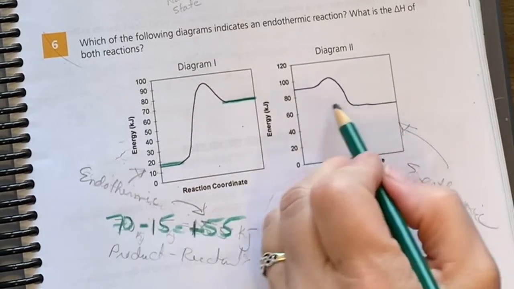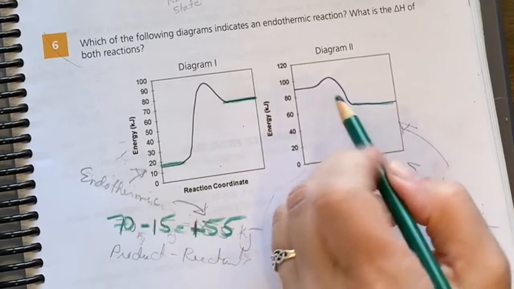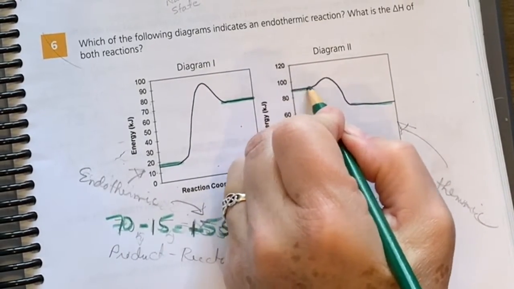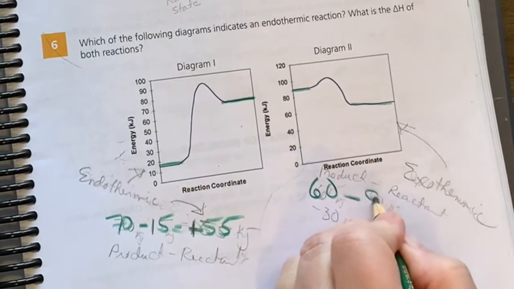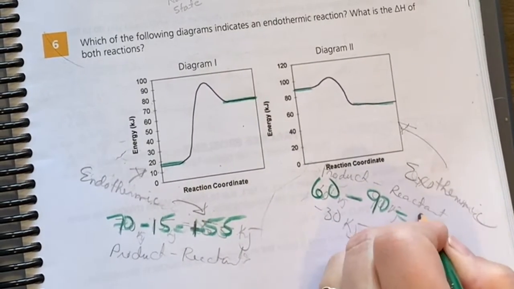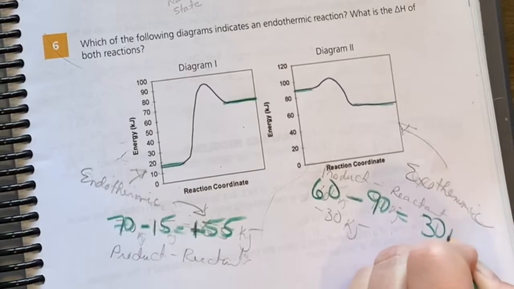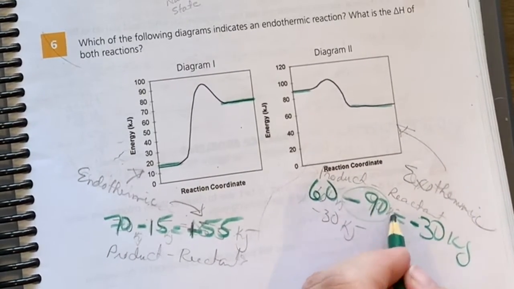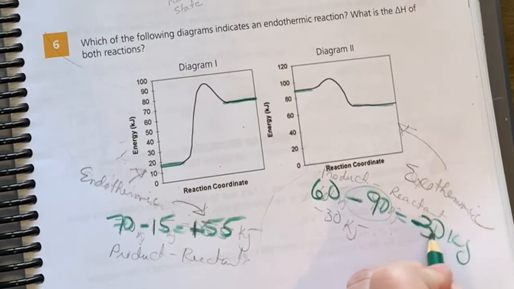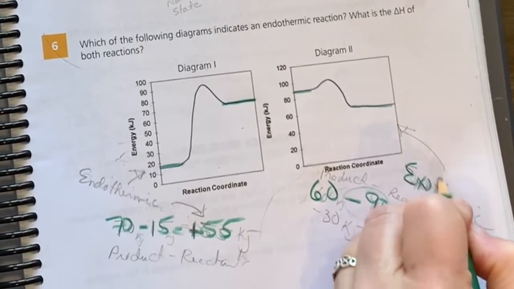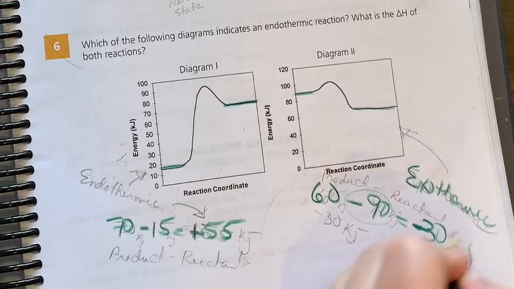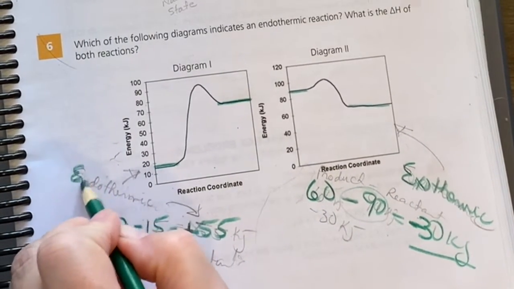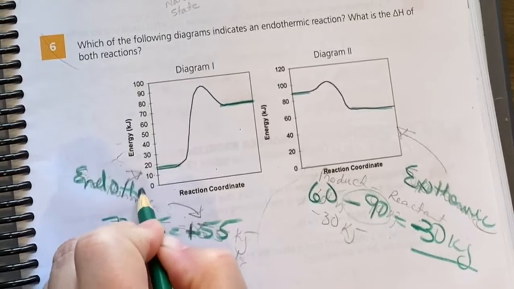All right, now let's look at this one. The ending is here, which is about 60, and the beginning is about 90, and subtract that, we get minus 30 kilojoules, because this is bigger, right? So we have a minus 30 kilojoules. That means this is exothermic, because our negative means automatically it's exothermic, and this is endothermic.